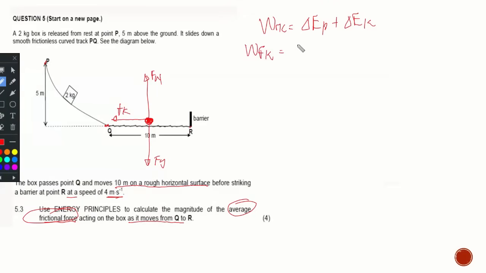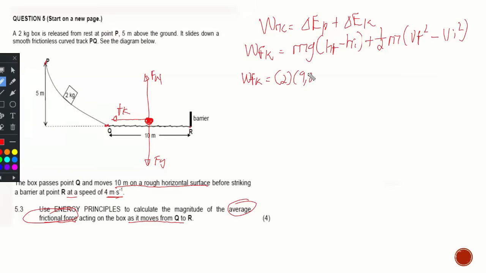Work done by Fk is mg bracket height finally minus height initially, plus half m vf squared. Note how I write this, vi squared. So work done by Fk will now be what? The mass is 2, and then here we have 9.8. And what is the height at point R finally? It's 0. There is no relative height. It's on the ground. And what's the height initially? Still at point Q, it's 0. Because remember, we are looking at point Q to R.